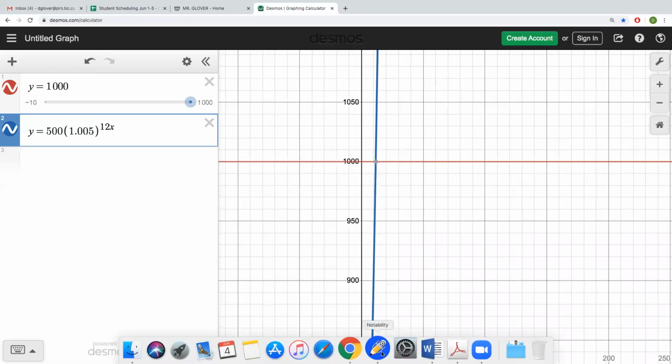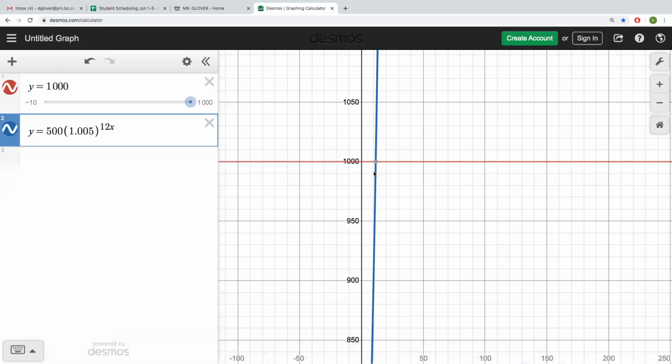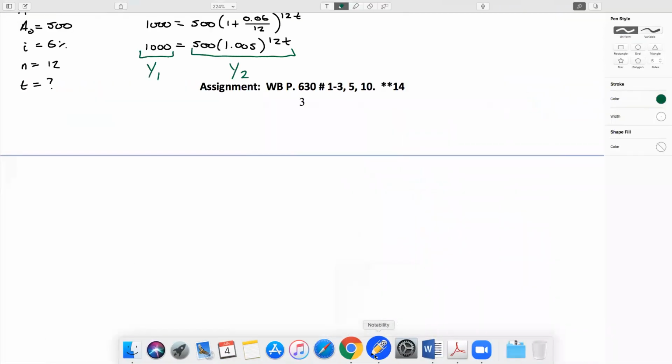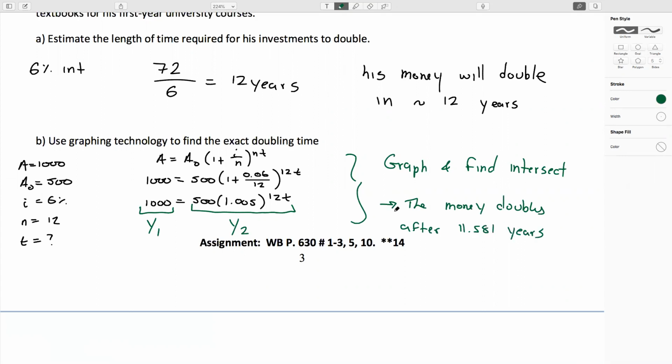So I suppose we should go back to our notes and finish this off. 11.581. So we're going to graph and find the intersect. The money doubles after 11.581 years. Right now, that's going to be our best strategy for solving for time. Guess and check is another option, but until you learn about logarithms, which is a grade 12 topic, you won't be able to solve exactly that.